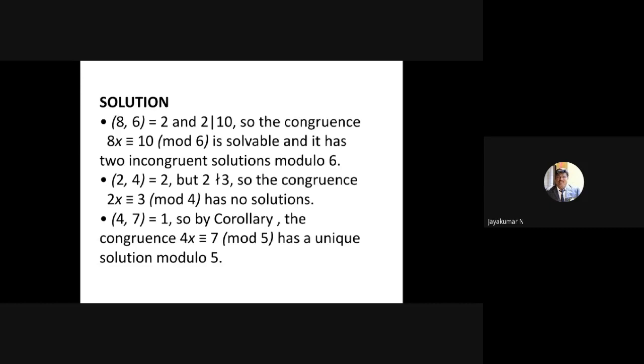Actually, in the last one, we are going to find the GCD between 4 comma 5. I wrongly wrote 7. The GCD between 4 comma 5 is 1. b value is 7. 1 divides 7. So the given linear congruence is solvable and has only one solution.